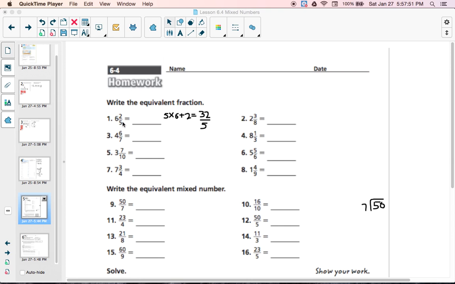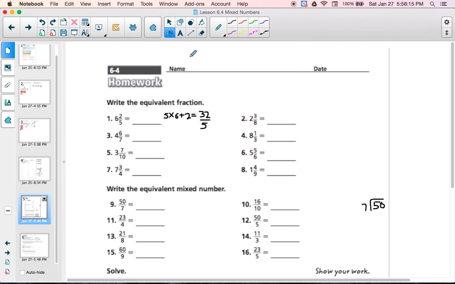So you've got a situation where you've been divided into fifths. There's 6 wholes, so 5 times 6 is 30, plus 2/5 is 32/5. 5 times 6 plus 2 is 32/5. Okay, multiply the denominator times a whole number and add the numerator.